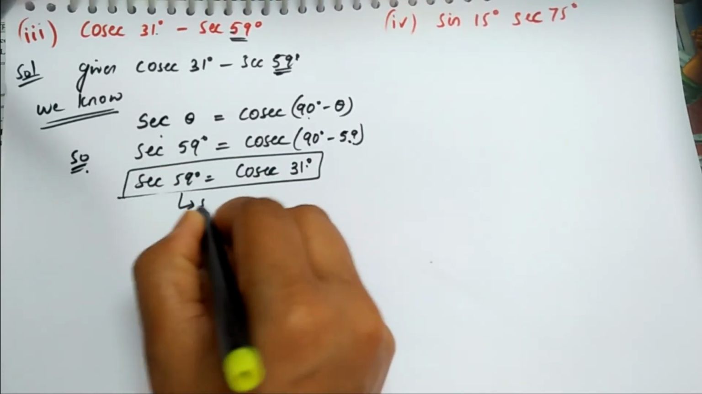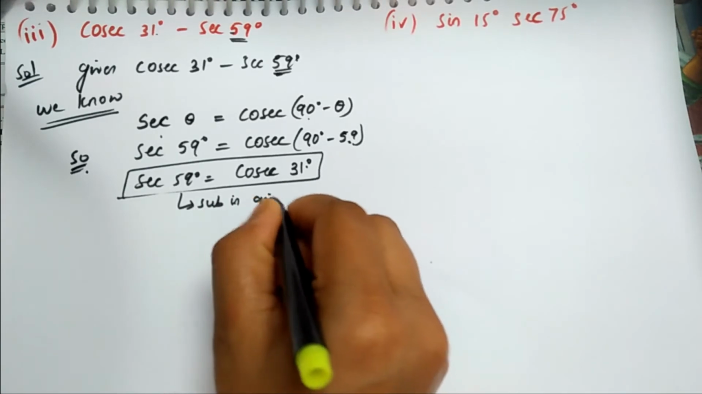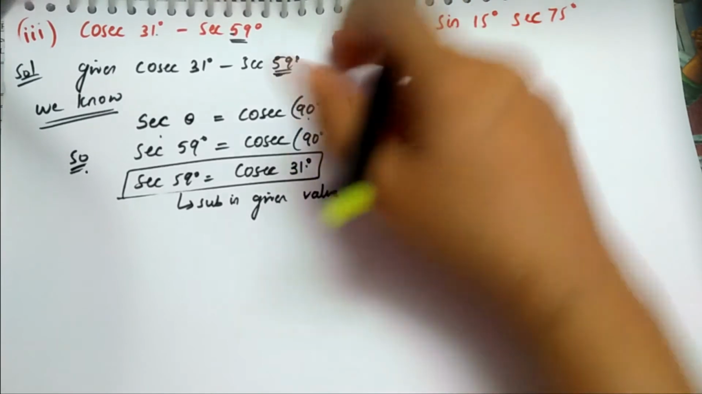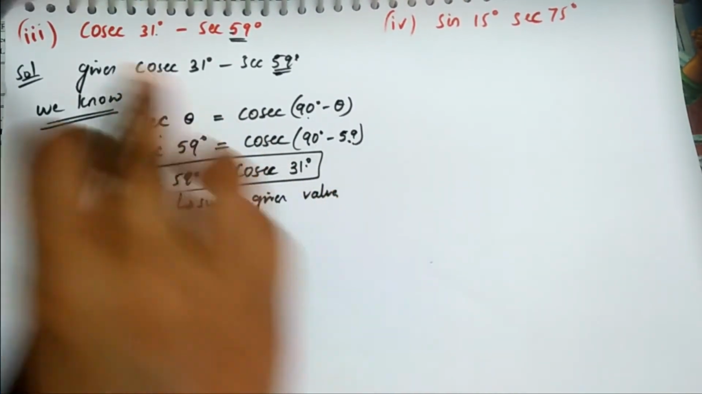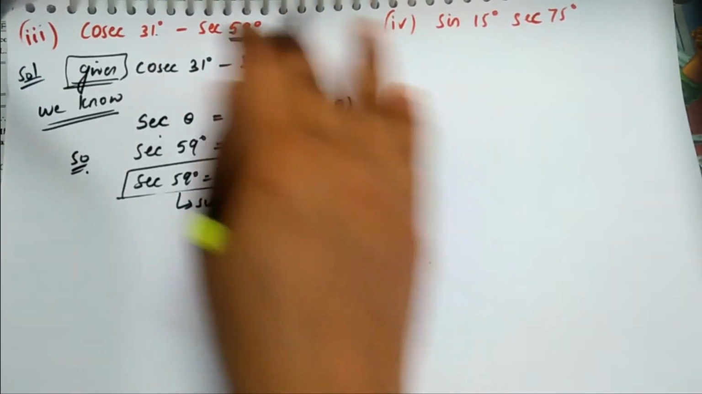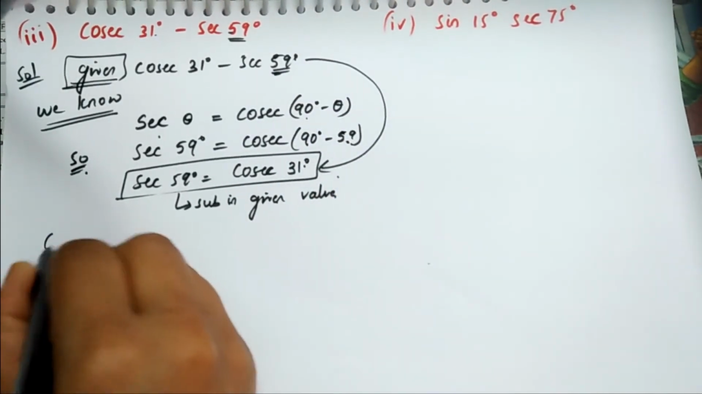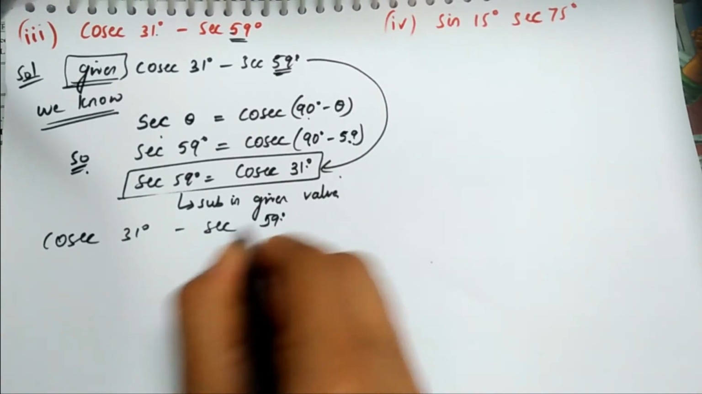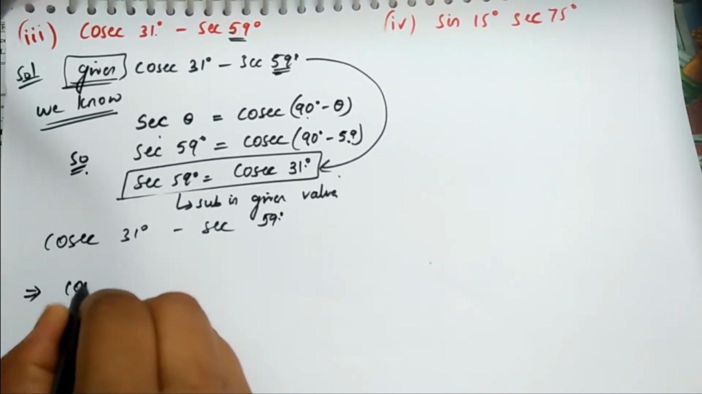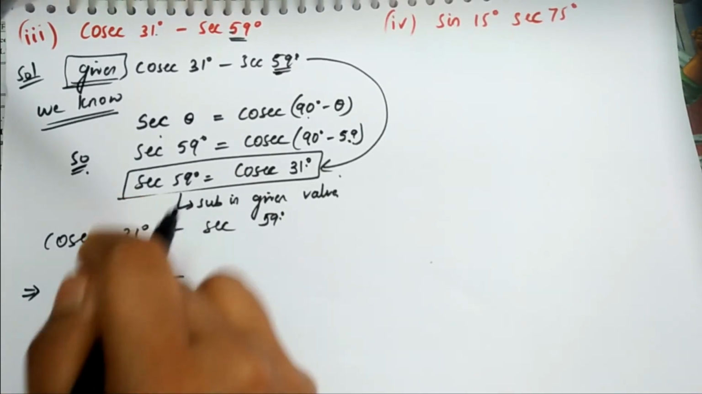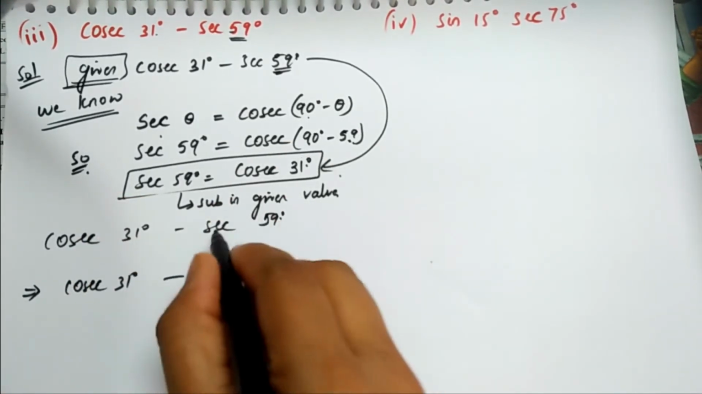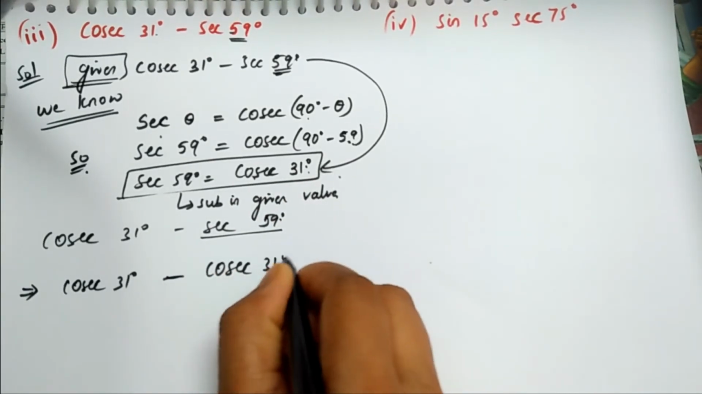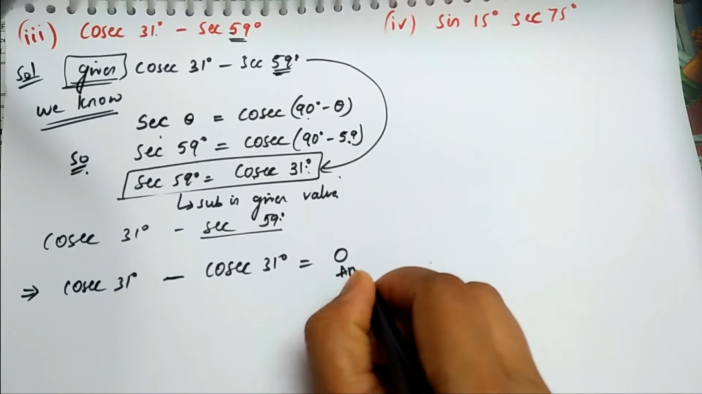Now we are substituting in the given value. You should write in the exam that it is the given value, then only can you directly relate it. So cosecant 31 degrees minus secant 59 degrees, that is the given value, is nothing but cosecant 31 degrees. We copy this value as it is, and we have changed secant 59 to cosecant 31 degrees, so cosecant 31 degrees minus cosecant 31 degrees. What is the answer? 0.